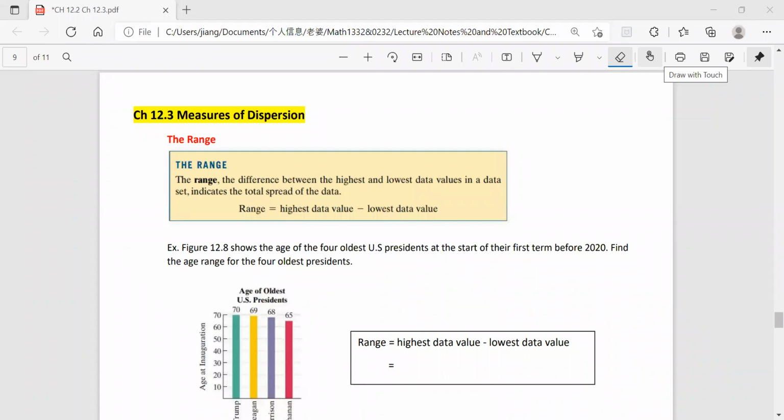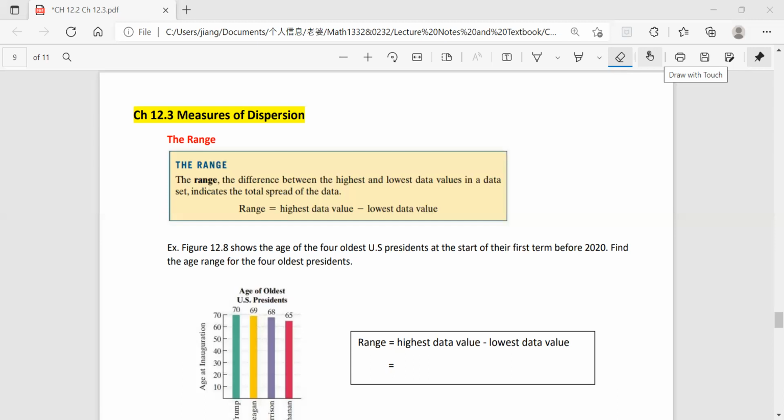In this video, let's learn chapter 12.3, measures of dispersion. The first one, let's learn the range. The range is the difference between the highest and lowest data values in a data set. It indicates the total spread of the data. So the range equals highest data value minus lowest data value, or I can say the largest number minus the smallest number.